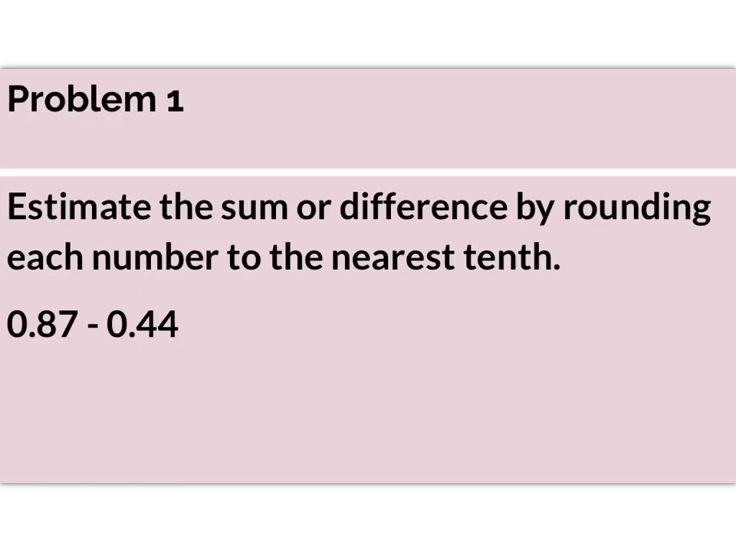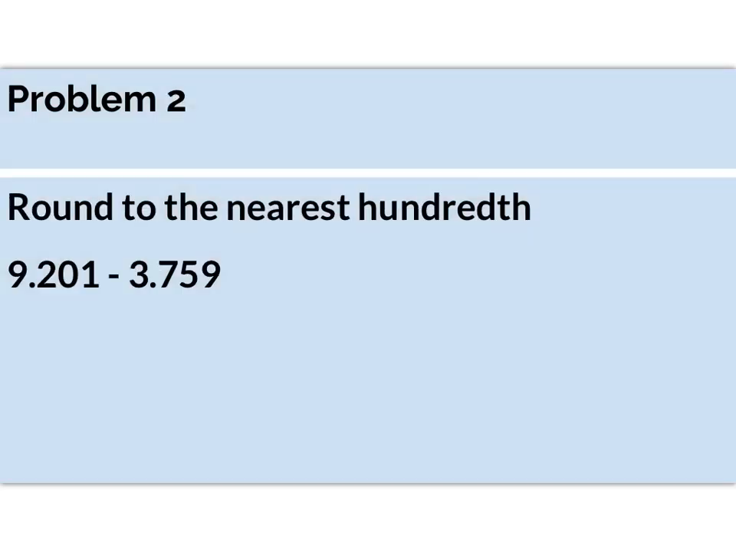Okay, so here we're going to round to the nearest tenth. So tenth, so this should be 0.9 plus 0.4 or subtract. Should give us 0.5. Problem 2. Round to the nearest hundredth. Our hundredth, identify our place value. 9.20 minus 3.76. And we're going to have to borrow.